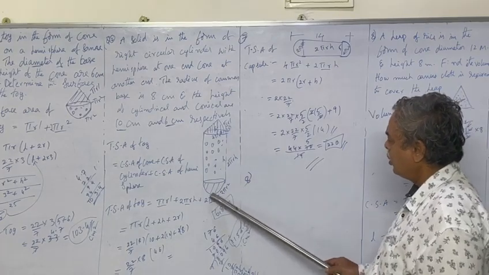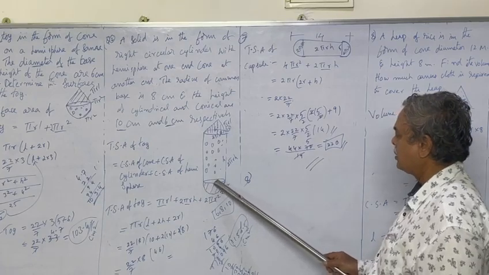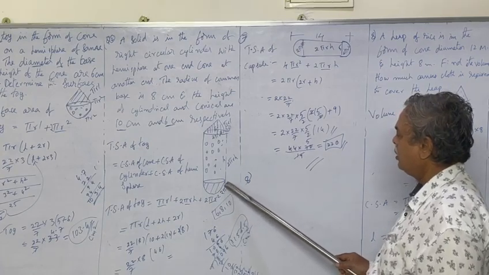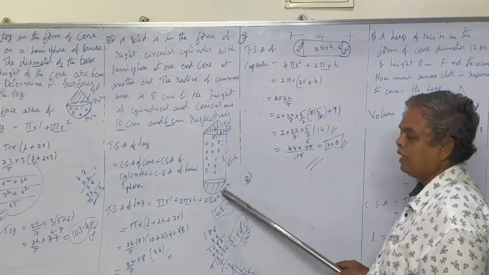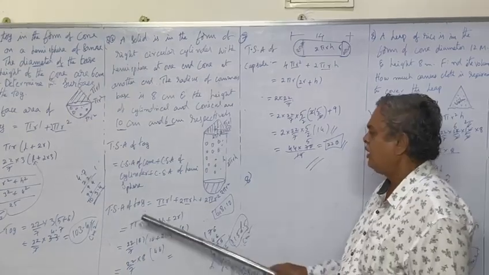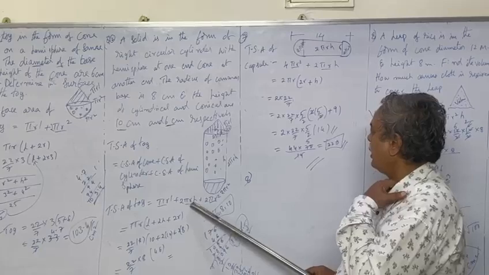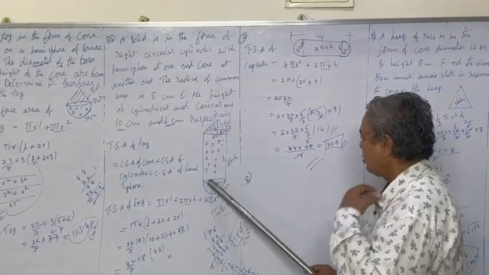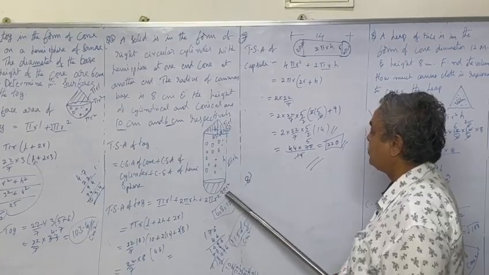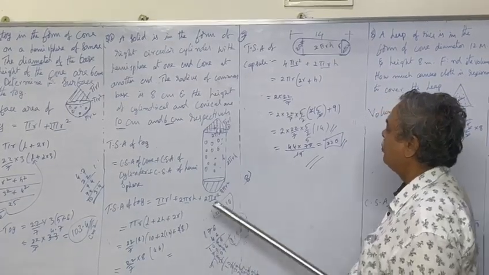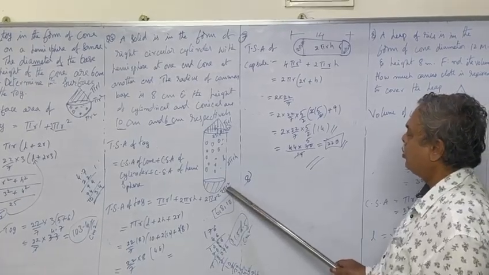Bottom here is 1 pi r square, and in the middle another pi r square. It is 2 pi r square. The curved surface area of a hemisphere is equal to 2 pi r square. TSA is equal to pi r l plus 2 pi r h plus the bottom 2 pi r square. The total curved surface area of a sphere is 4 pi r square. Here hemi means half. Hemi or semi, 2 pi r square.